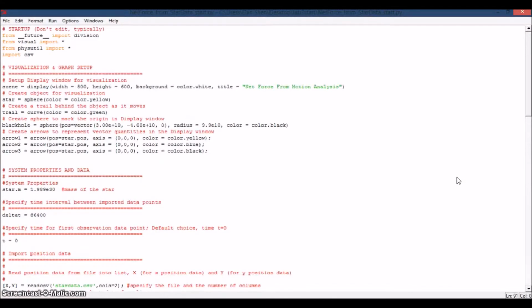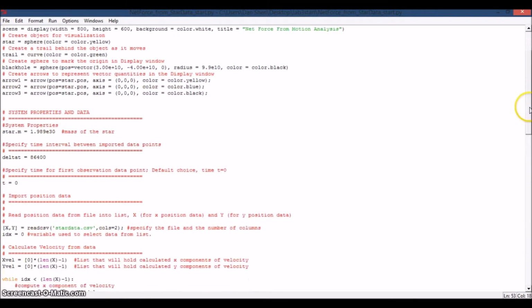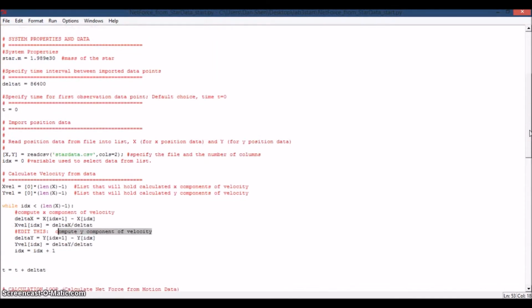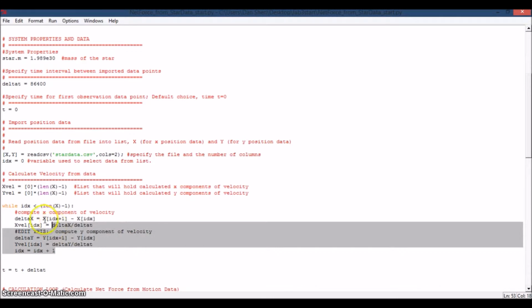Before we begin our actual iterations through the VPython code, we're going to need to introduce all of our initial conditions that were given to us, such as the mass of the star, which is 1.989 times 10 to the 30 kilograms, and the change in time, delta t, which is equal to 86,400 seconds, or 1 day. Next, we're going to use the data from the given CSV file and calculate the x component and the y component of the velocity, which is denoted in this piece of code right here.